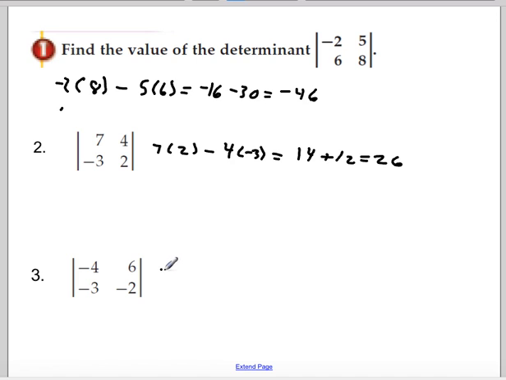And then number 3 here, we can do -4 times -2 minus 6 times -3. So that really gives us 8. Minus a minus there becomes a plus. And we get a value there of 26.